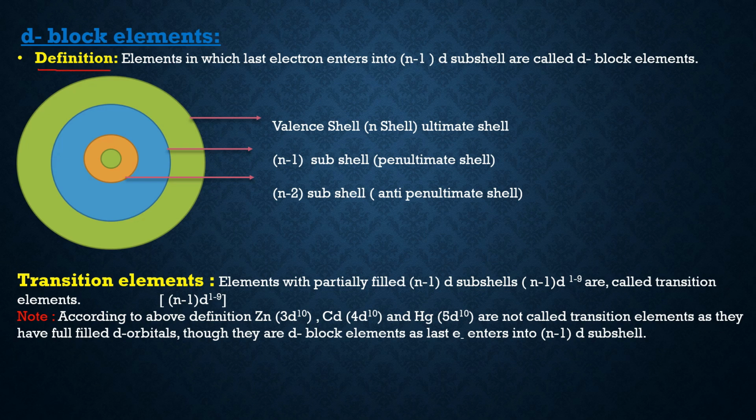तो डी ब्लॉक एलिमेंट्स क्या होते हैं? Elements in which the last electron enters into the n-1 d subshell are called d block elements. Now the n-1 d subshell is also called the penultimate shell.